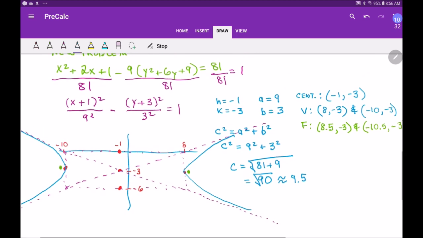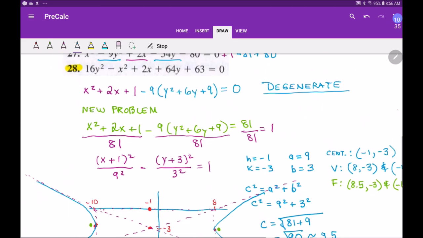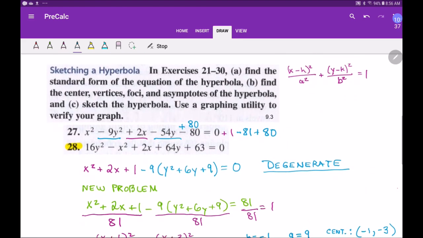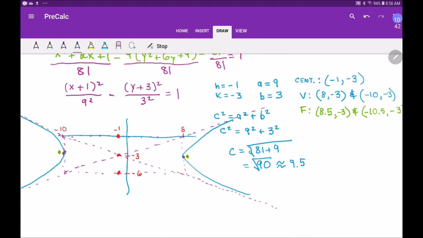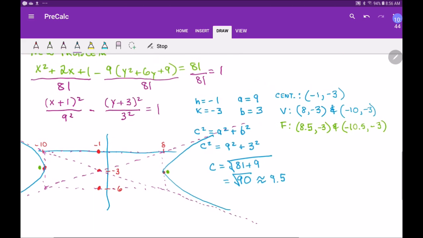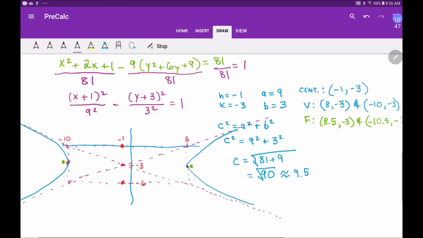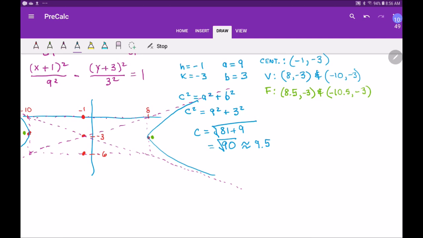Okay, so we sketched it, and we drew the asymptotes, and they want the formula for the asymptotes. Well, yeah, I guess we could do that, and I may do that after the video. First thing is that the slope of the asymptote is going to be equal to positive or negative, since they're horizontal, b over a. Okay? And then we're going to say that they have to go through -1, -3.